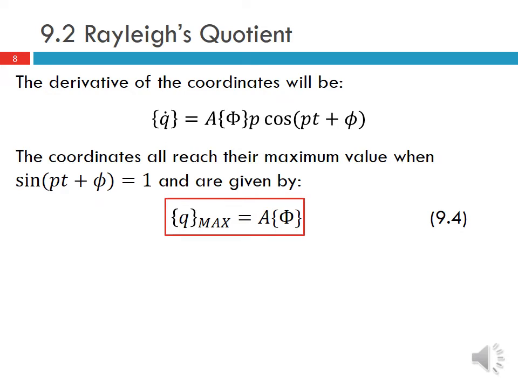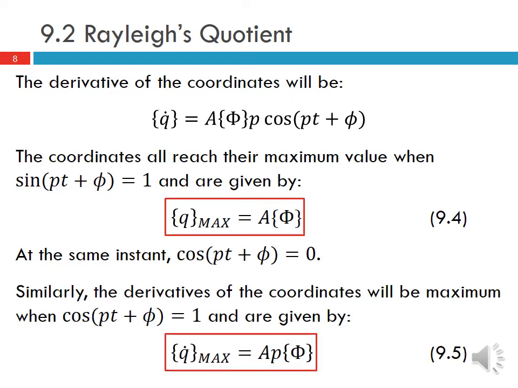And now the coordinates all reach their maximum value when sine(pt plus phi) is equal to 1, and they're given by q max is equal to a phi. At the same instant, cosine(pt plus phi) is equal to 0. Similarly, the derivatives of the coordinates will all be a maximum when the cosine(pt plus phi) is equal to 1, and are given by q dot max is equal to a p phi.